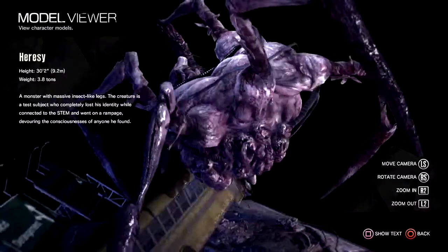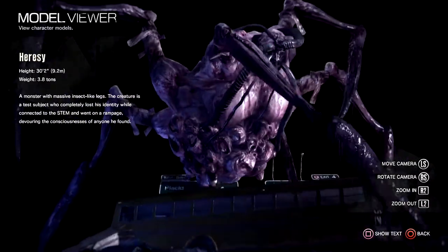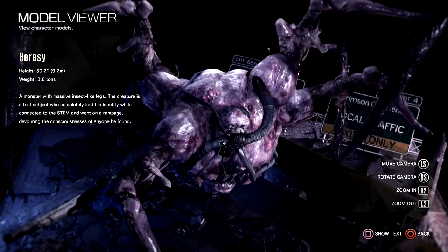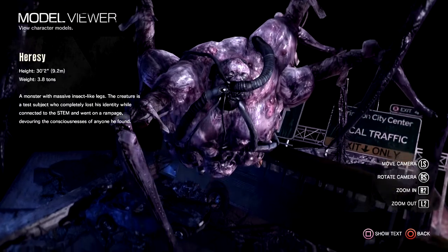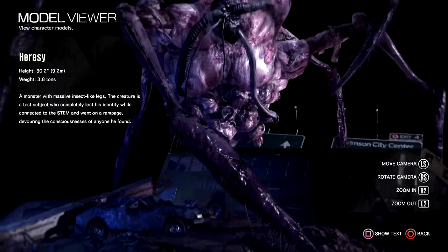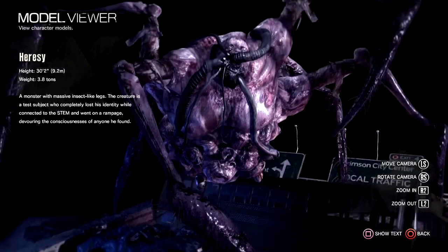The Heresy is a giant gelatinous creature with insect-like legs. This was formerly a test subject that completely lost his identity while connected to STEM. This goes beyond just DID or any form of a mental illness that is written for the history books.